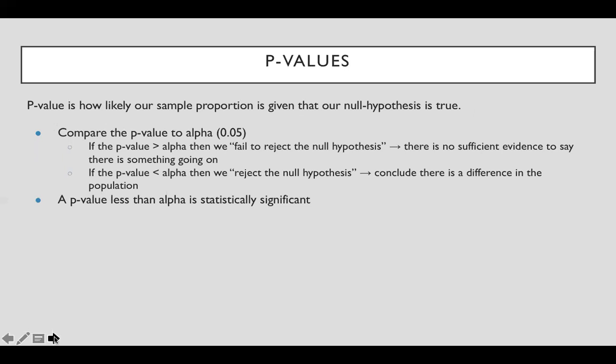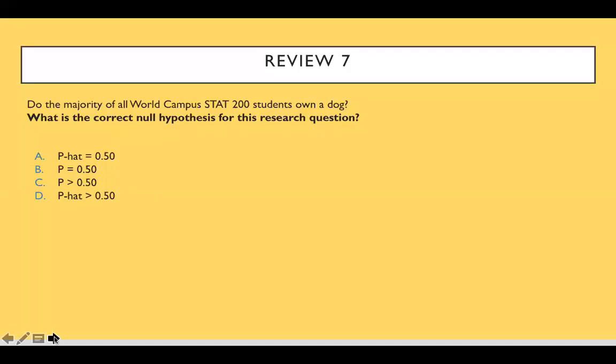So if your p-value is greater than alpha, then we fail to reject the null hypothesis. Basically, when we do that, we can say that there is not sufficient evidence to say that there is something going on. On the other hand, if our p-value is less than or equal to alpha, we can reject the null hypothesis. When we do that, we say that there is a difference in the population. And just noting that a p-value less than alpha means that it is statistically significant.